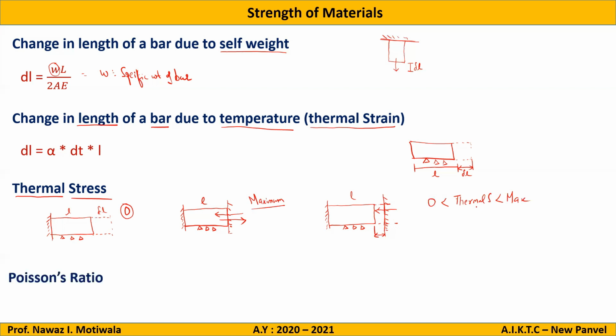Now the next part is Poisson's ratio, which we have seen in the previous slides. What do you mean by Poisson's ratio? It is denoted by mu, and it is defined as the ratio of lateral strain to longitudinal strain. Students make a mistake here. Normally we have the habit of writing mu as longitudinal upon lateral, but here it is opposite. Mu is lateral upon longitudinal strain.